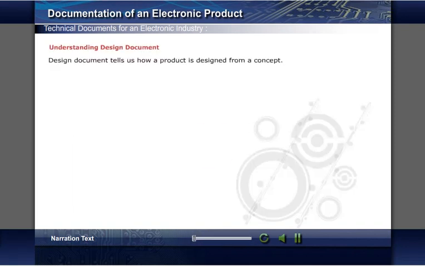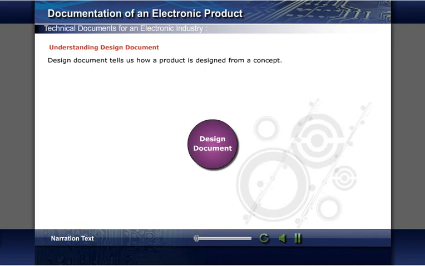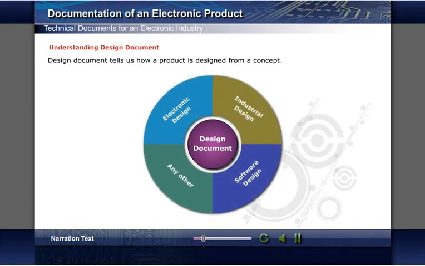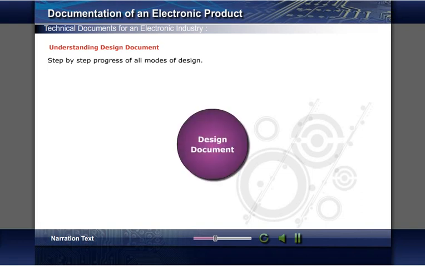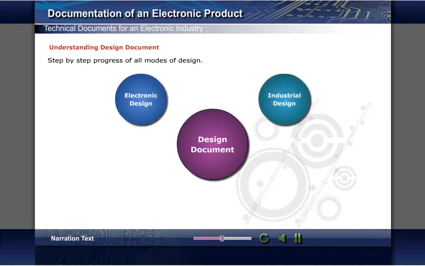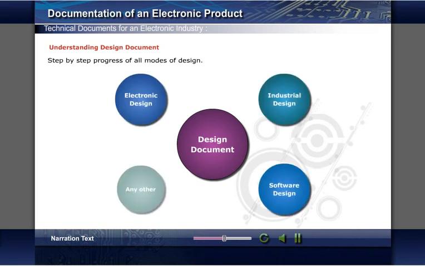A design document tells us how a product is designed from a concept. Designing a product is a group activity. But a design document makes it person independent. It is the knowledge database of an industry. It contains the step-by-step progress of all aspects of design. These aspects include electronic design, industrial design, and software design.